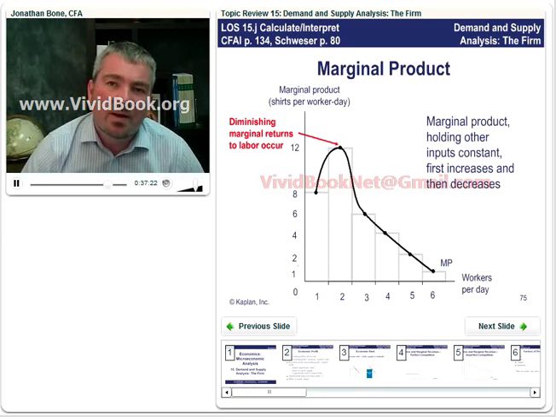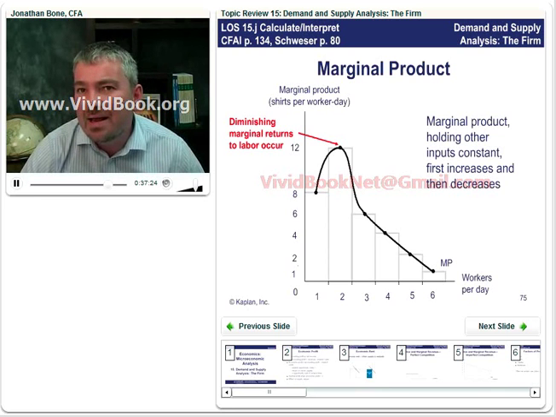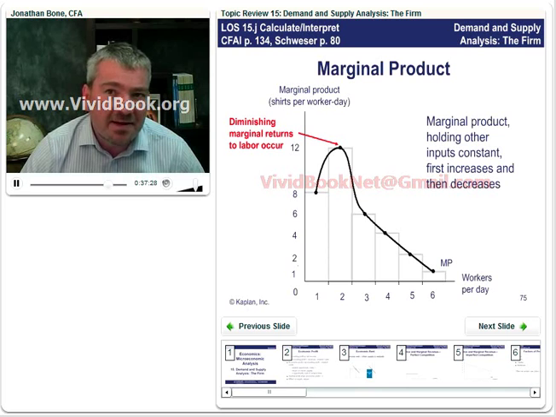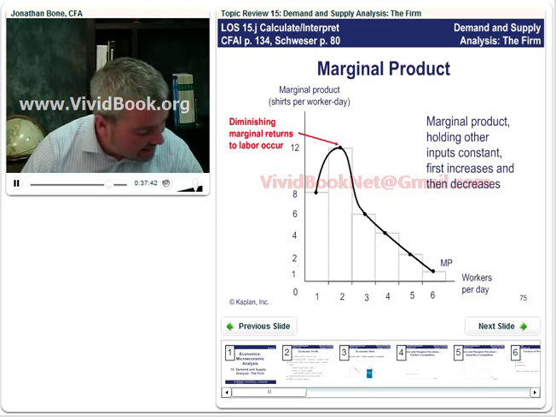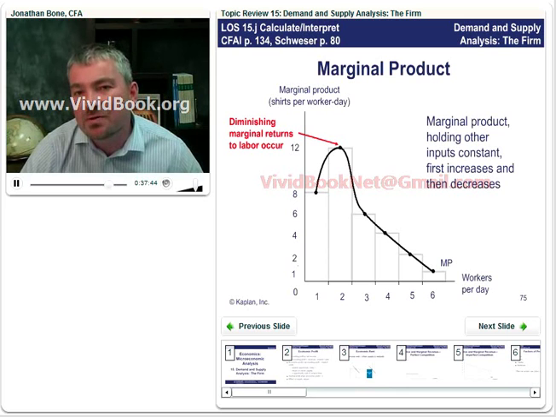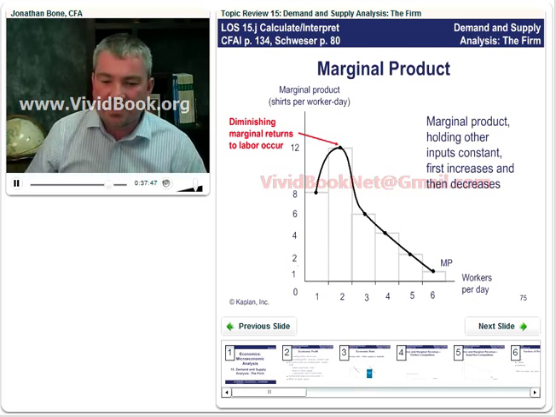Now remember, we're looking at marginal product, the output of labour, holding all of our other inputs constant. And we're saying first it increases as we get increasing returns, and then we're going to get diminishing returns as we add more labour. 2nd worker adds 12 units, 3rd worker only adds 6 units, the 4th worker, what did they add? 4 units, etc. So the marginal product of workers is decreasing.